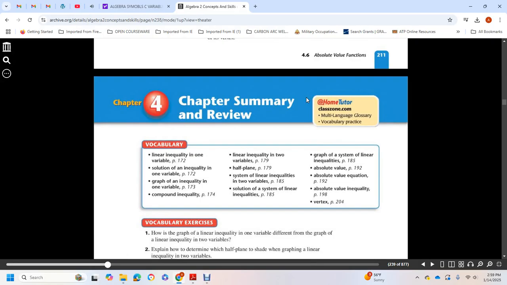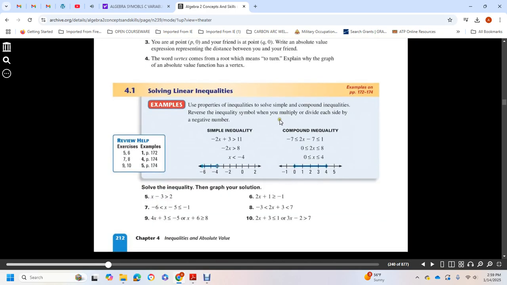Chapter 4 summary review. We went over linear inequalities in one variable, solutions of an inequality in one variable, graphs of inequalities in one variable, compound inequalities, linear inequalities in two variables, half-planes, systems of linear inequalities in two variables, solutions of systems of linear inequalities, graphs of systems of linear inequalities, absolute value equations, absolute value inequalities, and vertex.